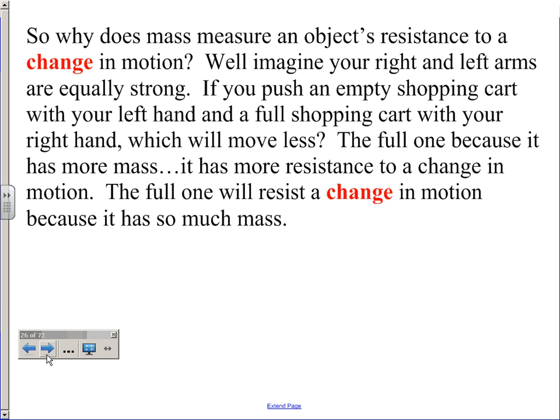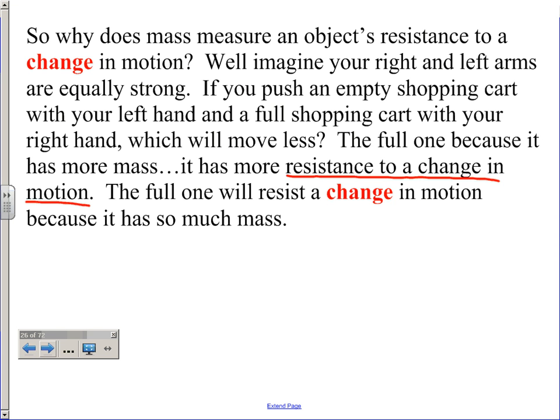Imagine that your right and left arms are equally strong. If you push an empty shopping cart with your left hand and a full shopping cart with your right hand, which one's going to move less? Imagine that. You've got two shopping carts and you're going to push them both. Isn't the heavier one going to move less? All right, so the full one moves less because it has more mass. It has more inertia. It has more resistance to a change in motion.